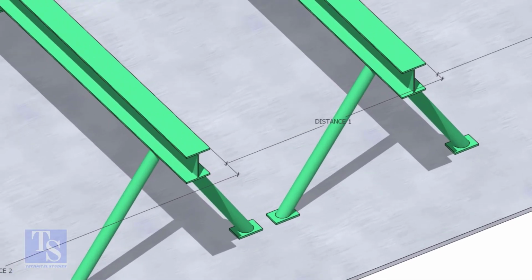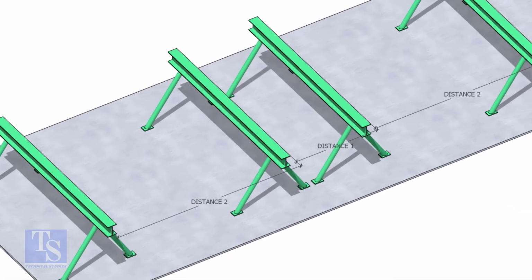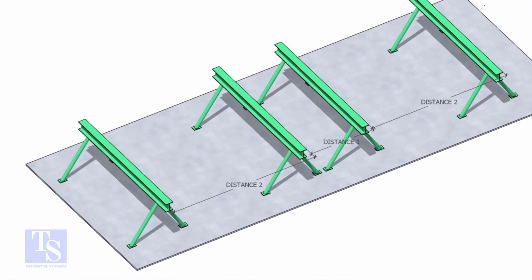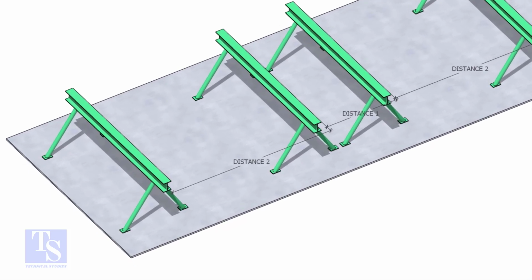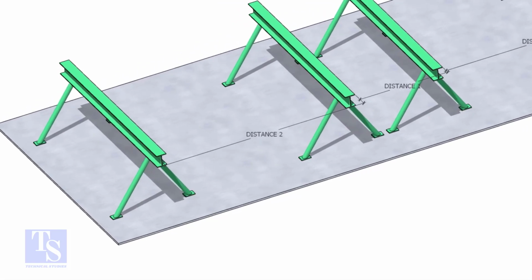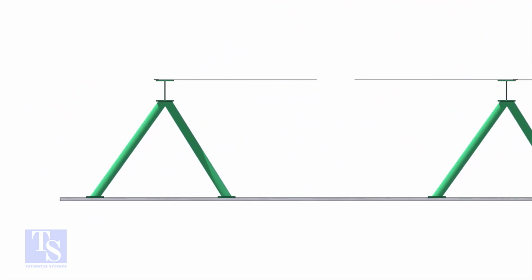The length of the stand is 3 meters and the height shall be 1 meter to 1.2 meters. You may need 4 number of stands. Distance 1 shall be 1 meter to 1.2 meters. And distance 2 shall be 2 to 2.5 meters, less than the random pipe.